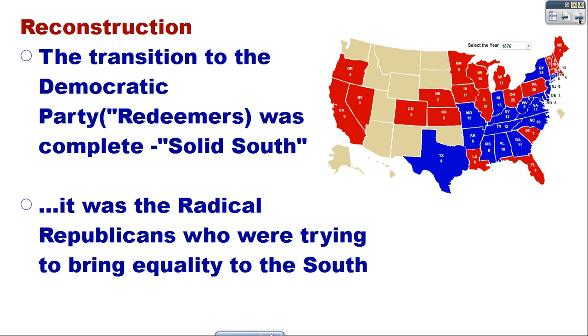During the Reconstruction era, the transition to the Democratic Party, also known as the Redeemers back then, who are going to try and redeem the South to the way it was before the war, is going to create what historians like to call the Solid South. Now, when Reconstruction ends in 1876, most of it's still going to be the Solid South. It was the Solid South and the Democratic Party that believed that it was the radical Republicans who were trying to change them. And people don't like change, especially when it comes down to the almighty dollar.